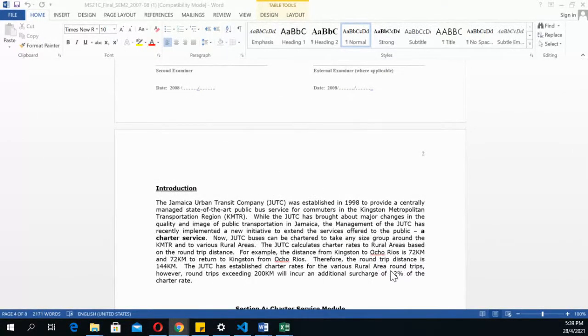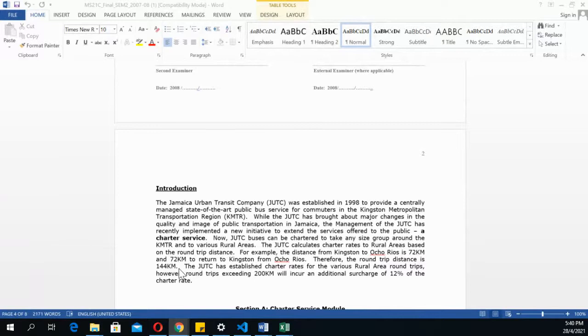All right, so here they're basically saying, so they told us about everything. So now the buses can be chartered to take any size group around the KMTR and various rural areas. So they calculate charter rates to rural areas based on road trip distance. So for example, this distance from Kingston to Ochi is 72 kilometers and 72 kilometers return, right, from Ochi. Therefore, the round trip distance is 144 kilometers.